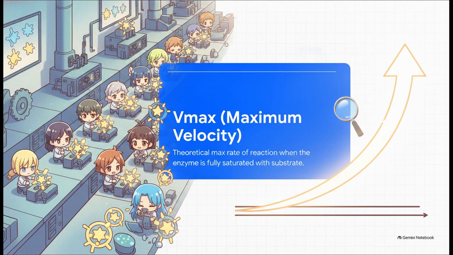The first is Vmax. This is exactly what happens when every single worker in our factory is swamped. It's the theoretical maximum velocity the reaction can achieve. At this plateau, virtually every enzyme molecule is bound to a substrate, forming an enzyme-substrate complex. Literally, no matter how much more substrate you pump in, the reaction physically cannot go any faster.